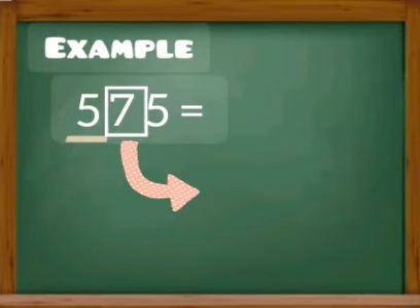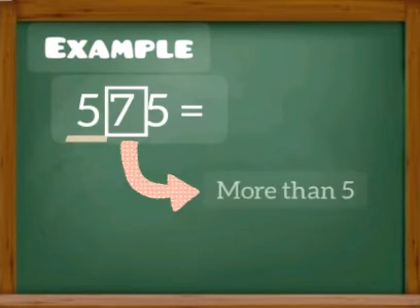So if the digit is equal to 5 or more than 5, we round up. That means we are going to add 1 to the digit in the hundreds place. But if the digit is less than 5, then we are going to round down. So we are going to leave the digit in the hundreds place as how it is. So let's check the digit in the box. You can see it is 7. So we know that 7 is more than 5. So that means that we are going to round up.